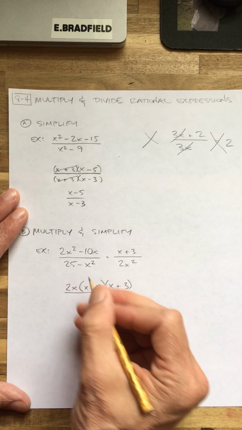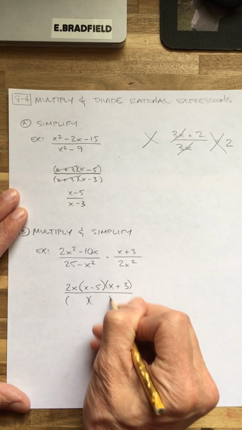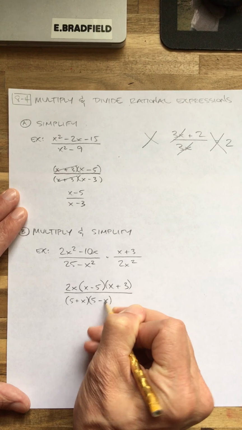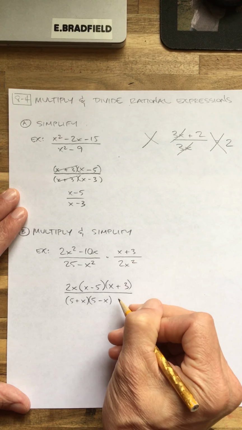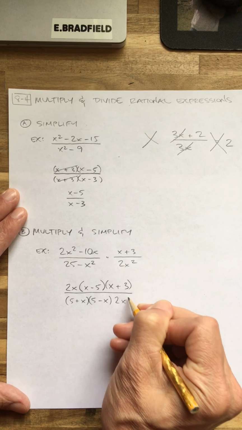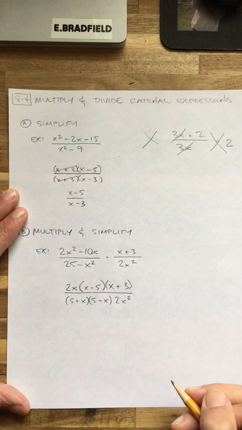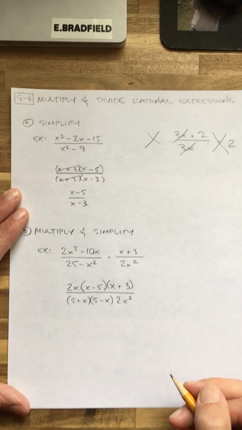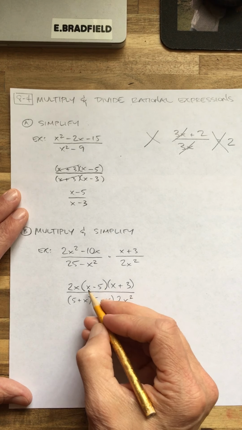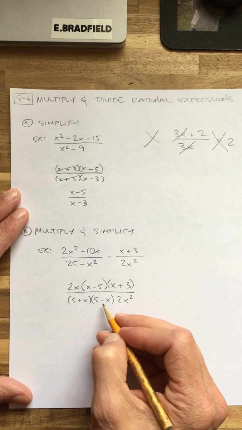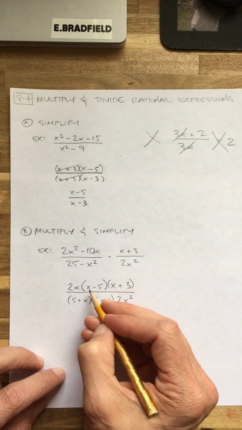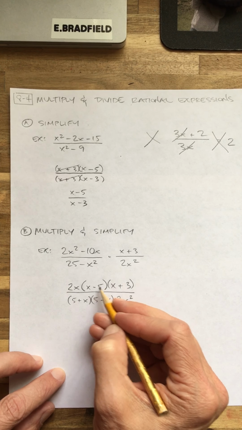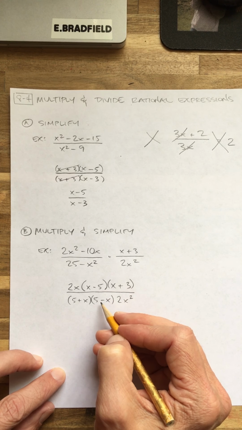This guy right here is difference of squares, so this is going to be 5 plus x, 5 minus x, and here we have a 2x squared. We can't cancel anything out of there. Now, there's a few things here. I don't know if you guys notice, but this x minus 5 is not the same thing as 5 minus x. Watch this. If this was an x plus 5, yeah, that's the same thing as 5 plus x. But here, x minus 5 is not the same thing as 5 minus x.